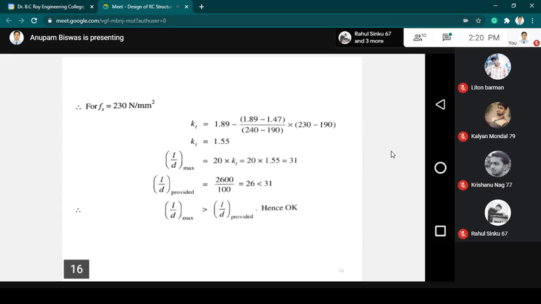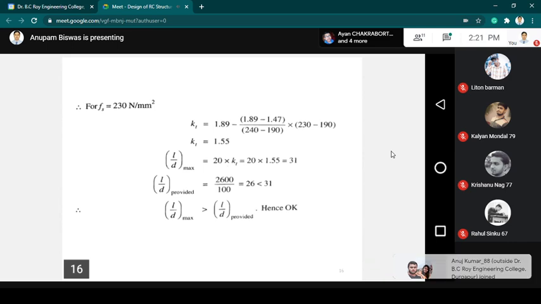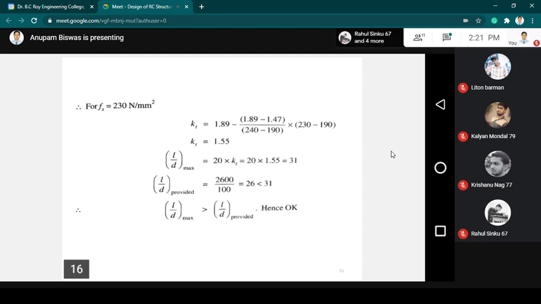Now next is the L by D provided. So L by D provided is 2600 by 100, that is 26, which is less than 31. So hence we can say that the criteria for control of deflection is fulfilled with respect to the span by depth ratio.